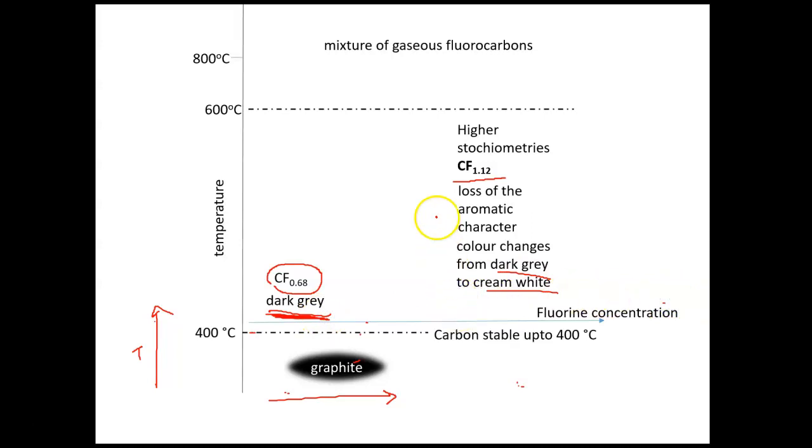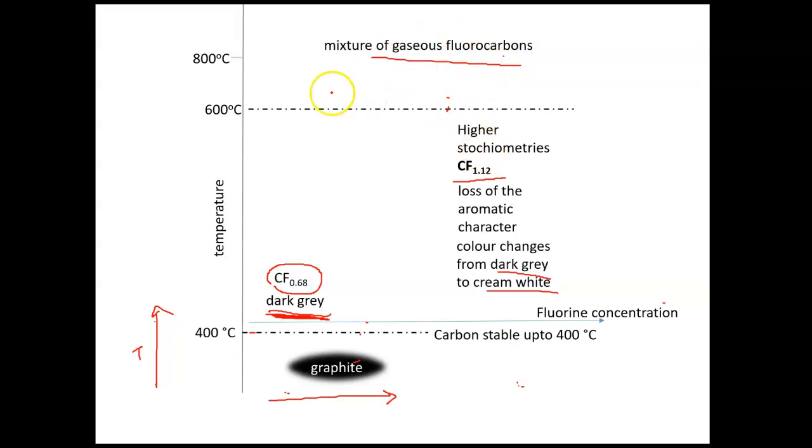And if you further increase the temperature, you can see more and more reactivity and more formation of this kind of compounds. And after 600 degrees Celsius, there's a possibility for formation of a mixture of fluorocarbons, and obviously after 800 degrees Celsius you will be getting a mixture of gaseous fluorocarbons.